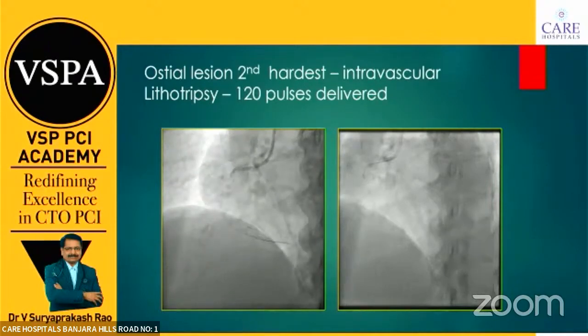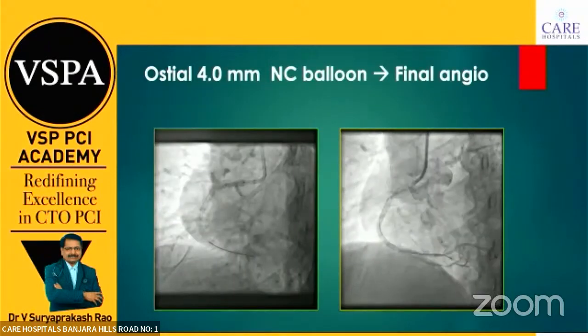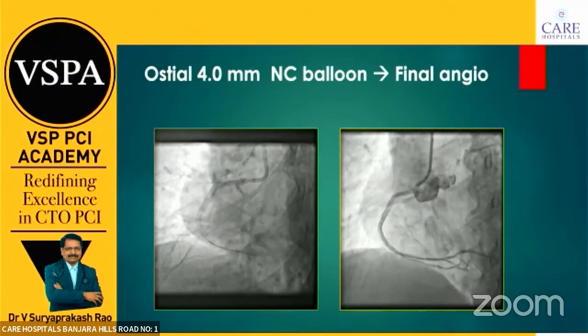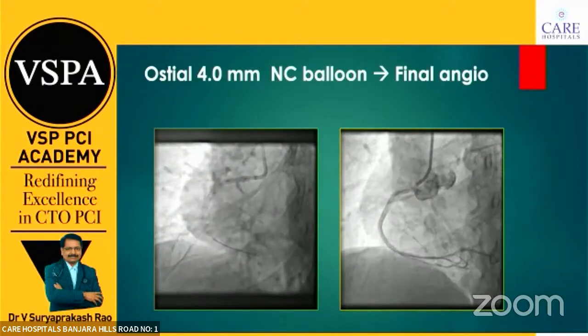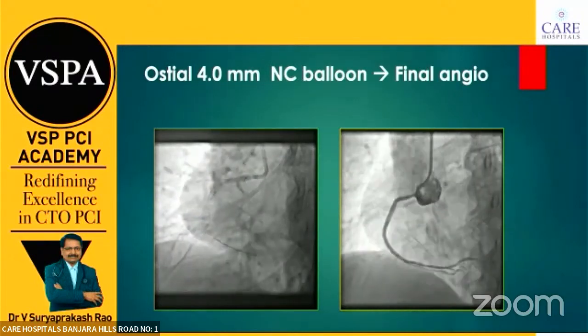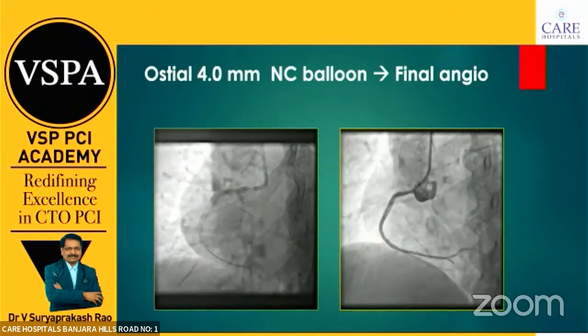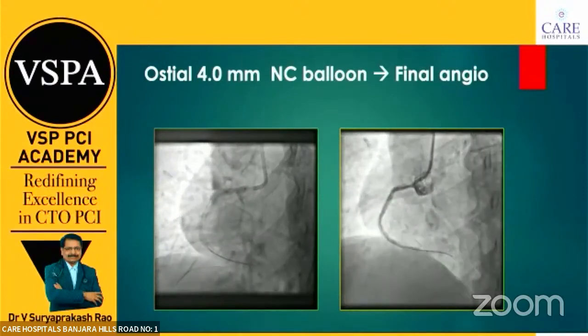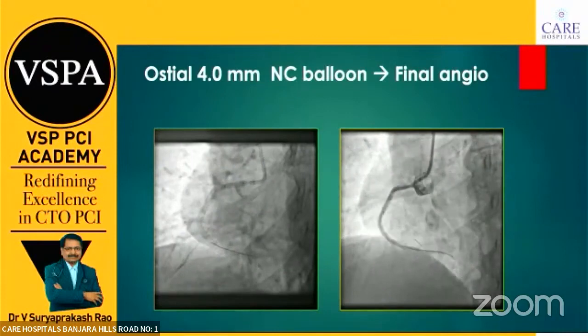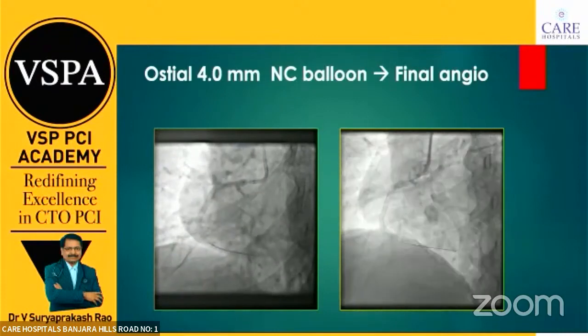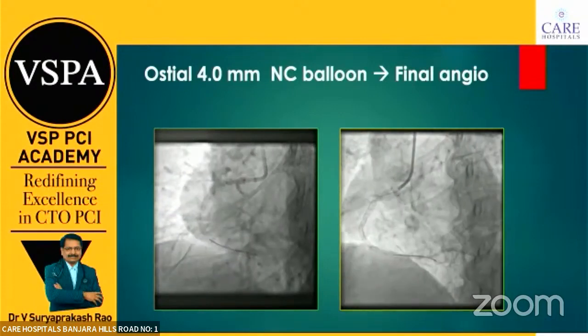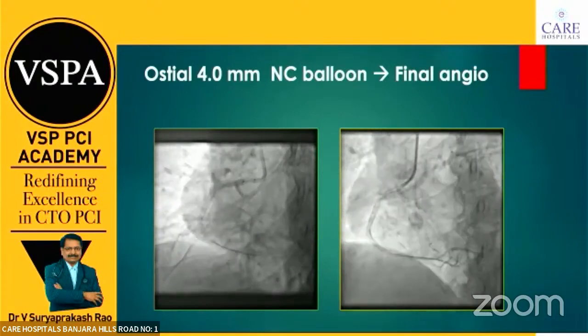Next, please. Yeah, and this was the final result. If you see here on the right panel, there was a persistent narrowing of the ostial CTO. The stent was still not expanded well. So we used an OPN NC balloon, and we went up to almost 35 atmospheres and opened that ostial lesion instantly with the OPN NC, and this was the result we got.